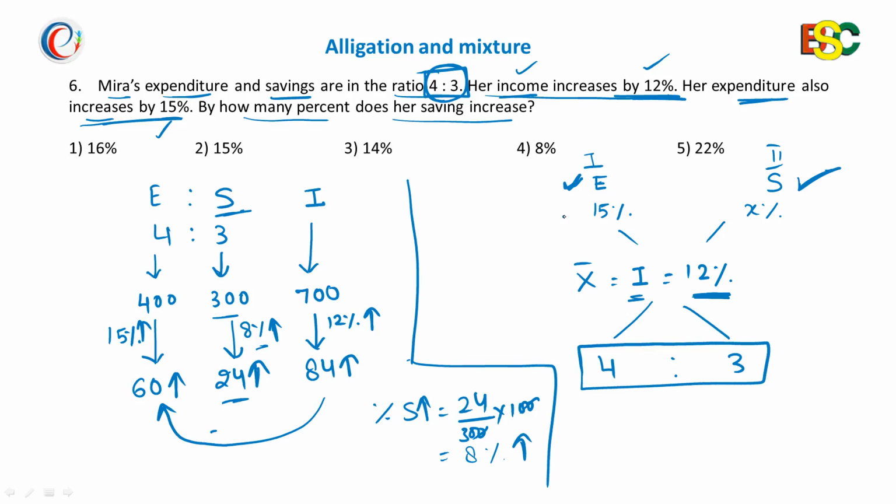Now since 15 minus 12 is 3, so 12 minus x will be equal to 4. Therefore x is equal to 8. X is equal to 8%. So her saving increases by 8%. Option 4 is the correct answer to this question.